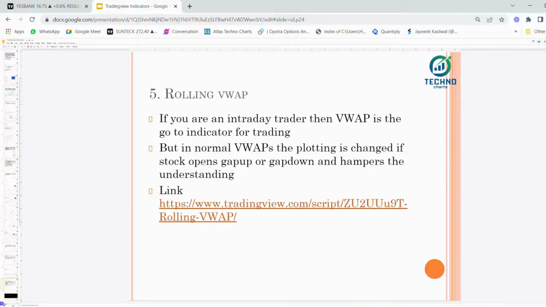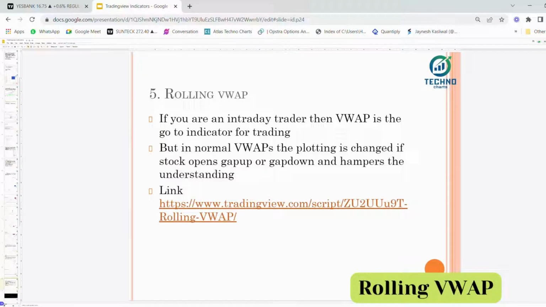Right, now the last indicator, or you can say the second last indicator that we are going to talk about, is rolling VWAP. Now basically, if you use VWAP, every day a new VWAP gets plotted on the chart because it is volume weighted average price.